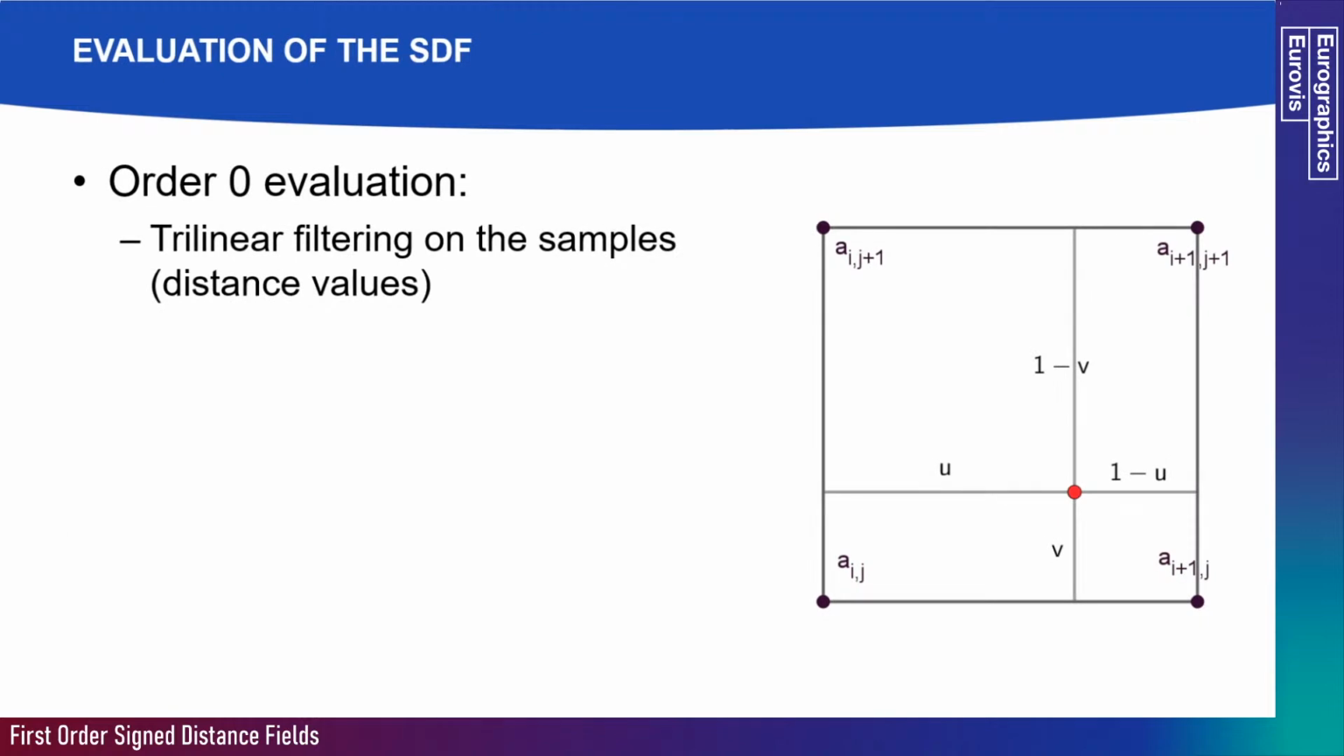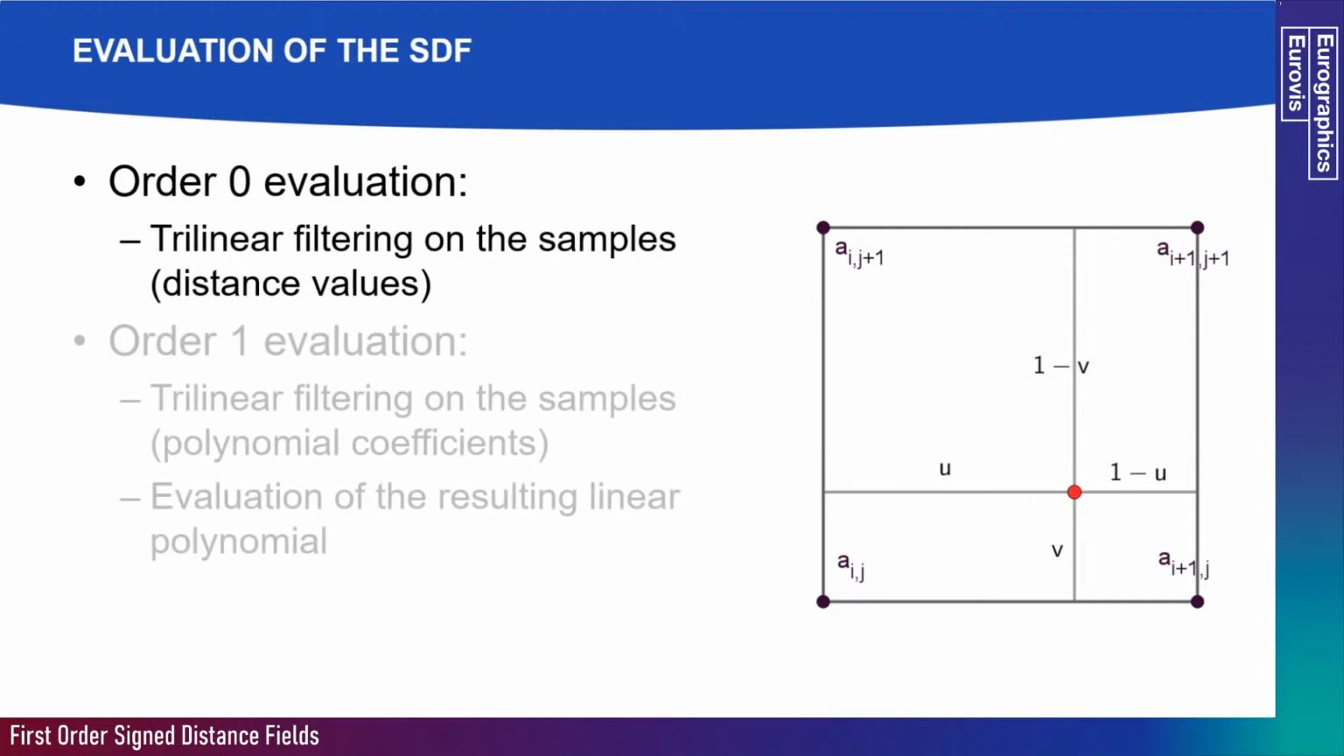Traditional order 0 signed distance fields are evaluated with trilinear interpolation. This can be achieved with hardware filtering or by manual interpolation. For the latter, first we have to find the cell which contains the evaluation point. Then the distance values are mixed together according to the relative positions of the evaluation point.